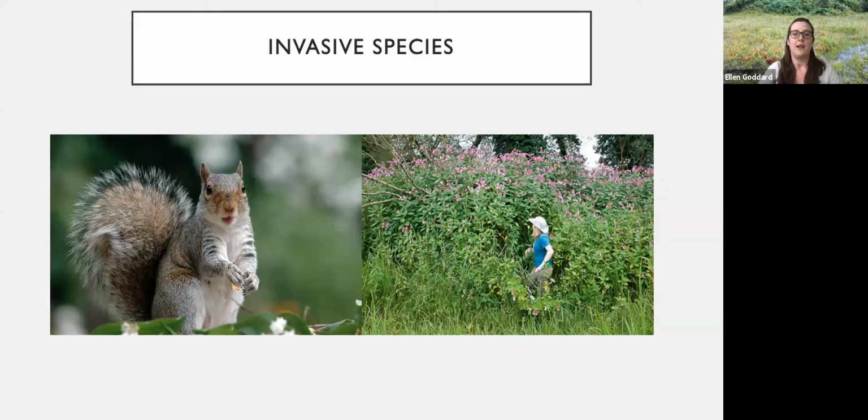On the left, we have the classic grey squirrel that was introduced into the UK and outcompeted and displaced our native red squirrels. And then on the right, we have Himalayan balsam, which is a plant species that I think probably most of you would have heard of because it's a really tricky one to get rid of once it's in place. As you can see, it grows really quickly and dominates and restricts our native plants. This can be problematic in various ways, but things like flooding are influenced by this because it's changing the habitats that it's in.